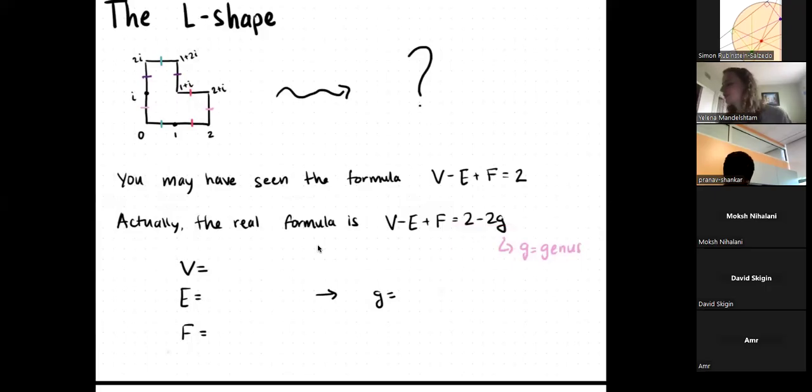Why this is true for convex polyhedra is because those have 0 holes, so the genus is 0, so it's just not included. But from this formula, we can figure out what the genus of this shape should be. So edges, we have 4 of them. We have this pink, red, blue, and purple. So we have 4 edges.